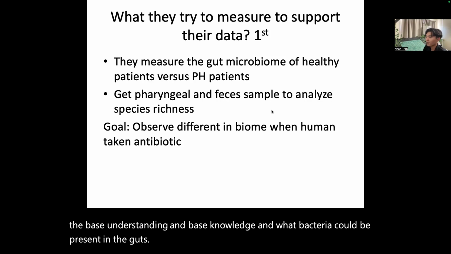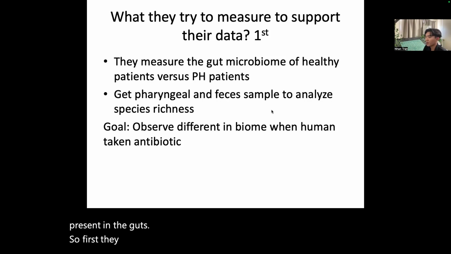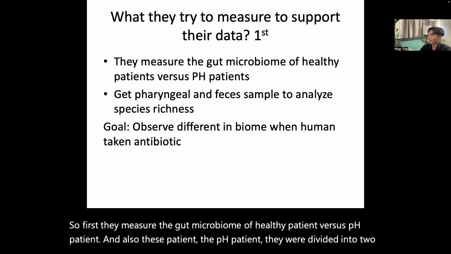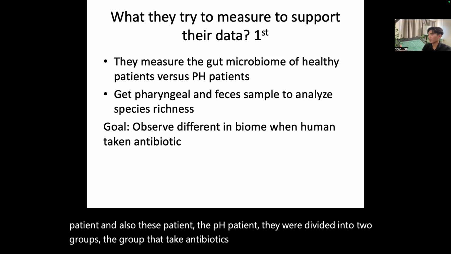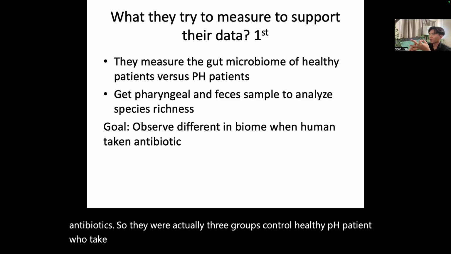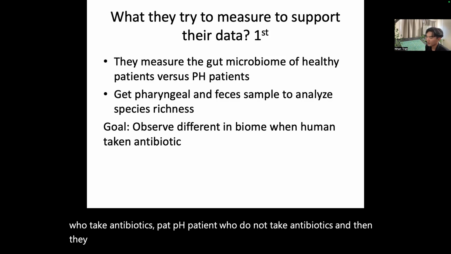So first, they measured the gut microbiome of healthy patients versus PH patients. And also, the PH patients were divided into two groups: the group that takes antibiotics and the group that does not take antibiotics. So there were actually three groups: control, healthy, PH patients who take antibiotics, and PH patients who do not take antibiotics. And then they collected the pharyngeal sample and feces sample.